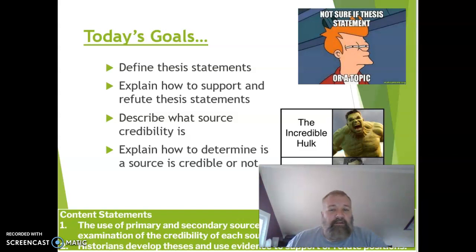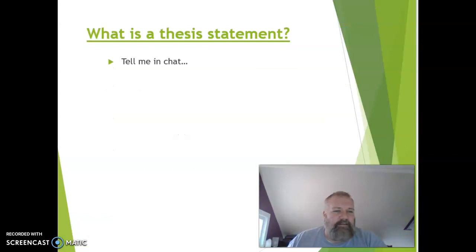The goals of the class, if we had this live, would be to define thesis statements for you guys, to explain how to support and refute your thesis statement, and to describe what source credibility is, which means can you trust a website that you're looking on to be credible or a book that you're looking at? Also, how to explain how to determine if it's credible or not? How do you tell somebody, ooh, that doesn't look like a good source?